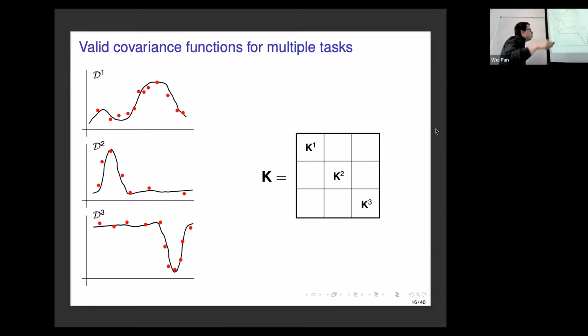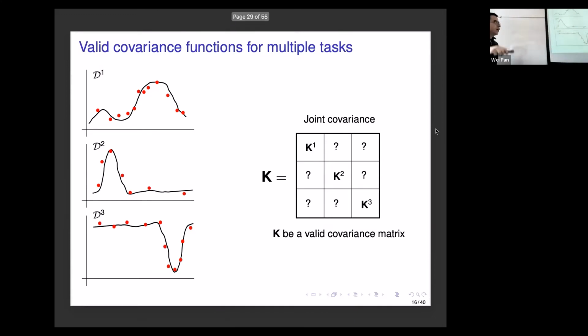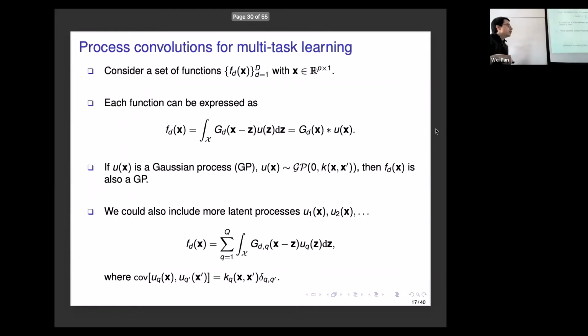And how do we include some sort of dependency in a way that this is still a valid covariance matrix? Okay, so one way of doing it, this is not the only way, is using this formalism of process convolutions. So say, a bit more formally, we have capital D of these processes or tasks that I want to jointly model.